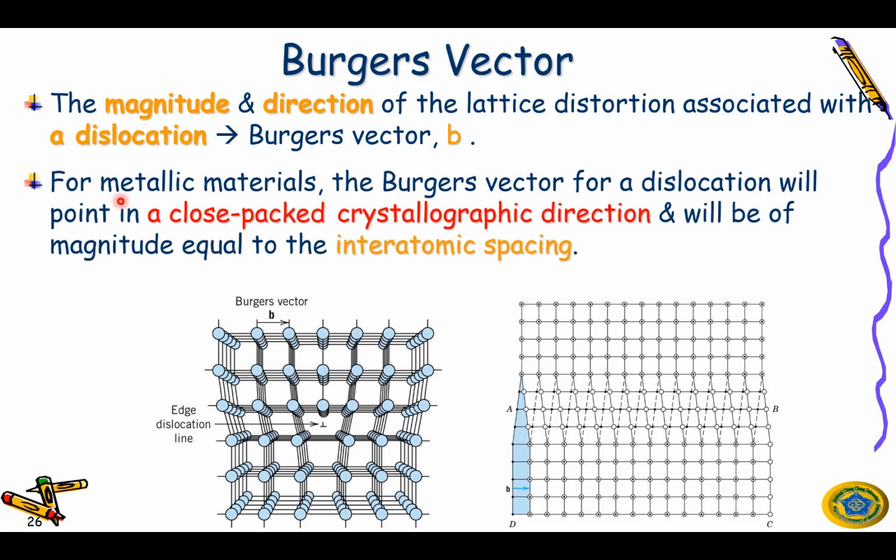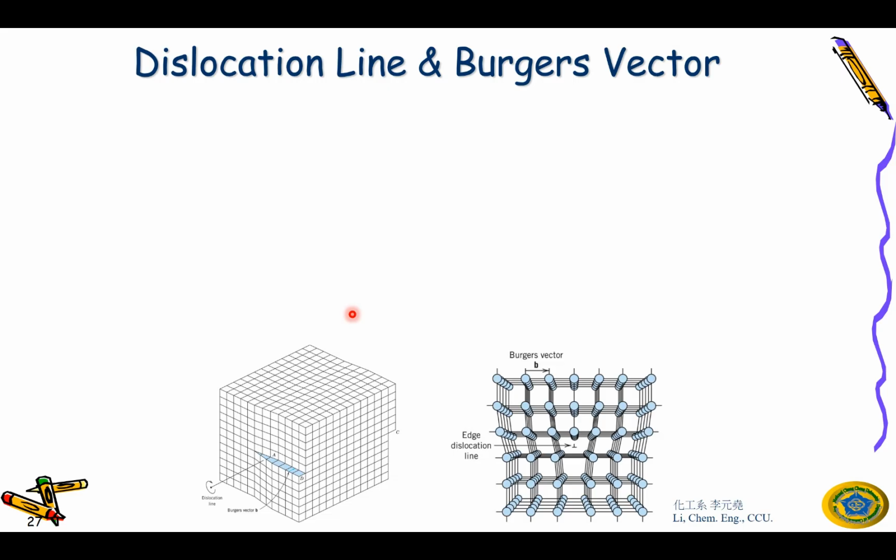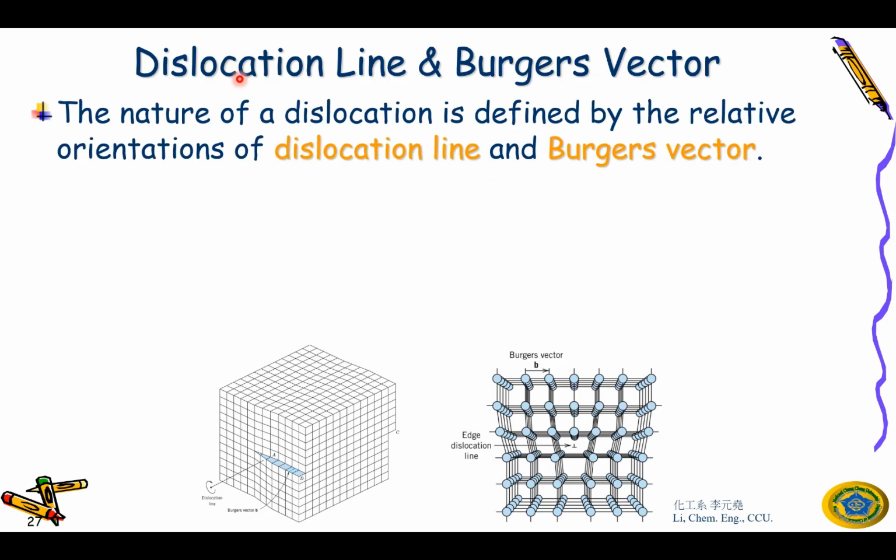Right? For metallic materials, the Burgers vector for a dislocation will point in a close-packed crystallographic direction, and will be of magnitude equal to the interatomic spacing. So the interatomic spacing is the length, the magnitude, of the Burgers vector. So let's combine the dislocation line and the Burgers vector. The nature of the dislocation is defined by the relative orientation of the dislocation line and Burgers vector.